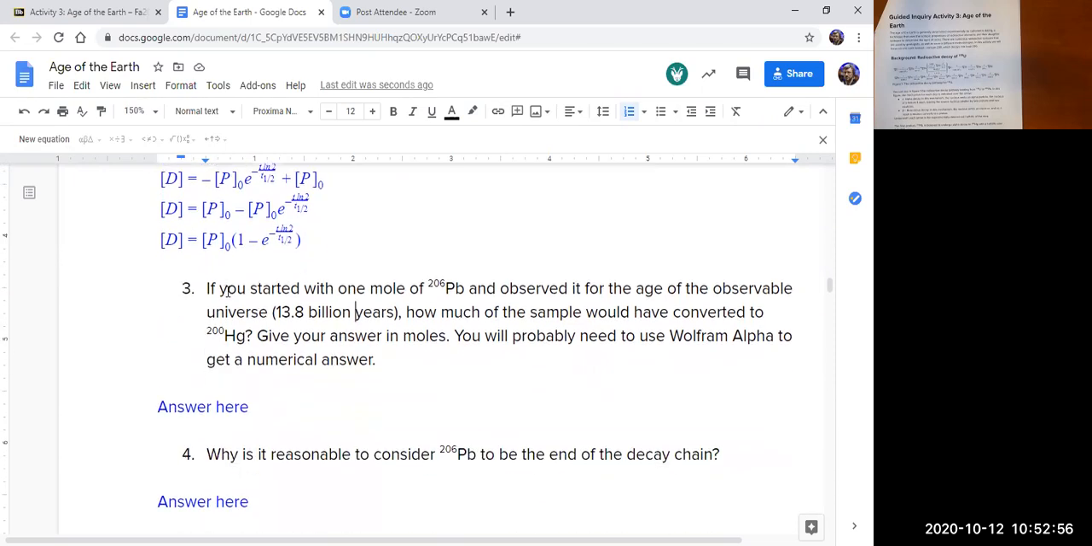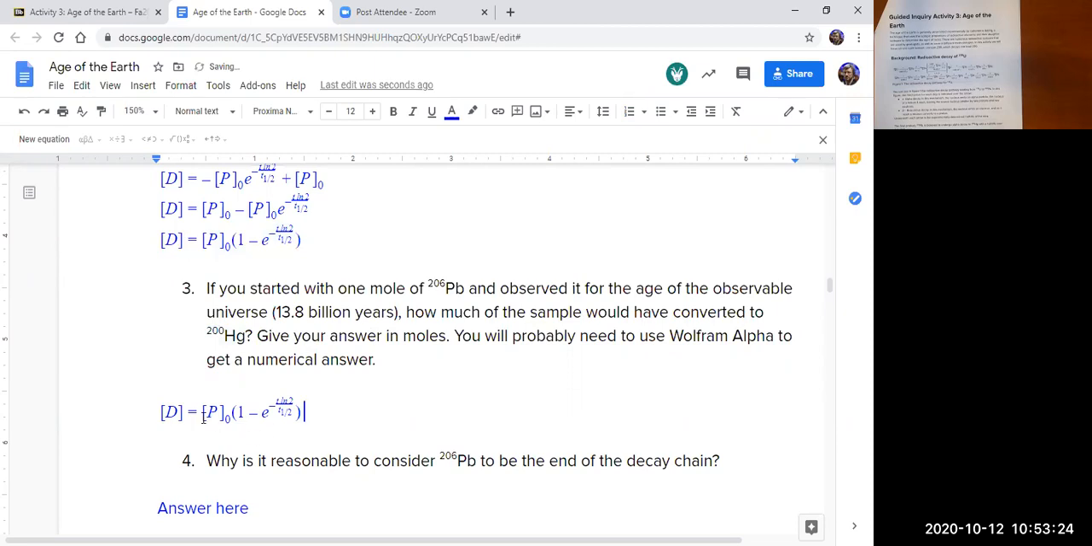So let's look at question 3 here. If you start with 1 mole of lead-206 and observe it for the observable age of the universe, how much of the sample would have been converted to mercury-200? So this is asking about how much daughter isotope you need. So this is going to be the equation you want. And I'm going to copy it down so that we can then substitute it in.